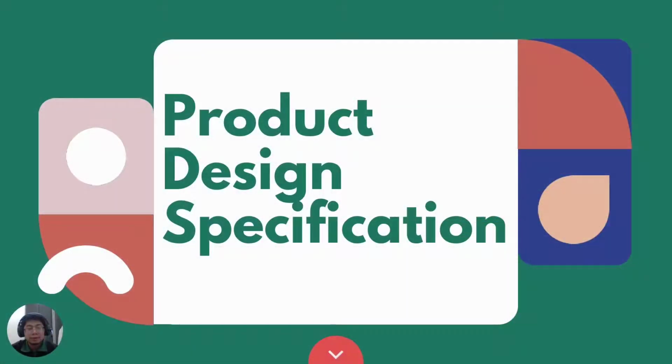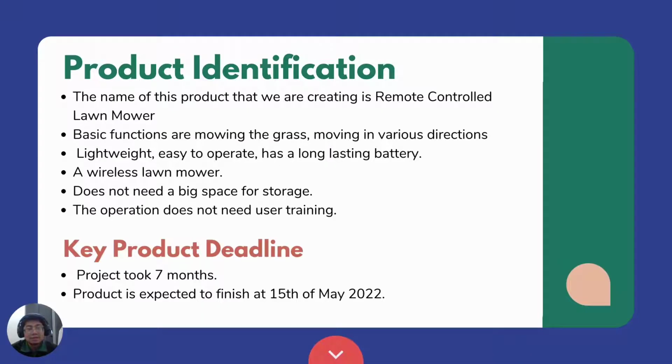Assalamualaikum warahmatullahi wabarakatuh. My name is Muhammad Haziq bin Hashim, and today I am going to talk about the product design specification. So first of all is product identification. The name of this product that we are creating is remote control lawnmower.